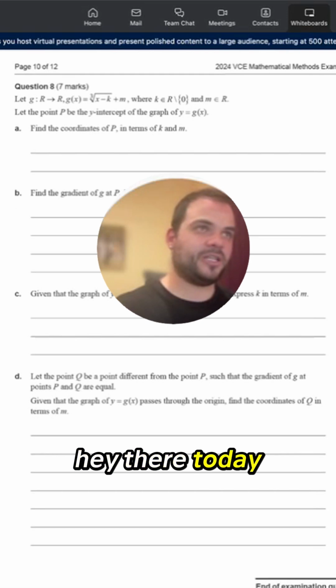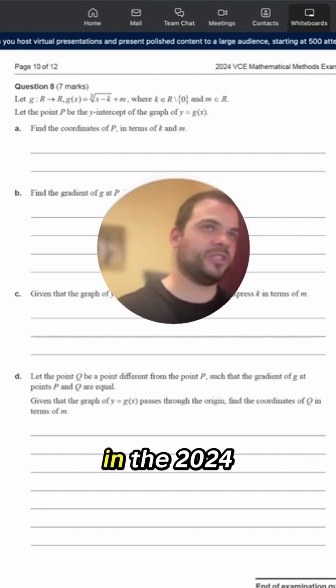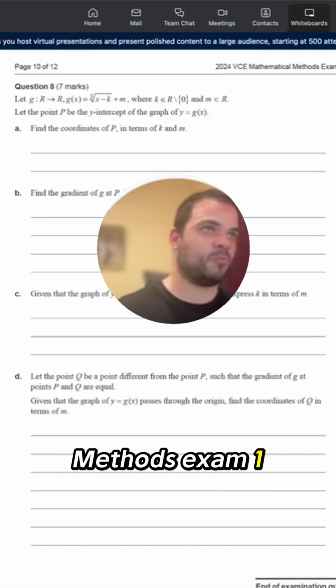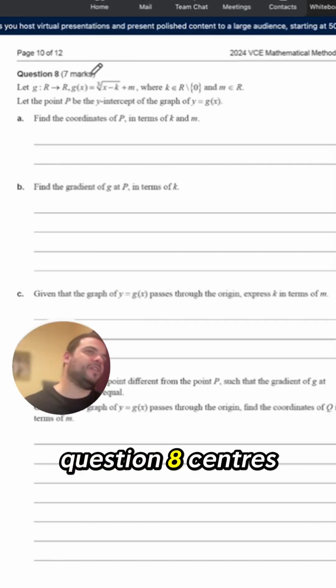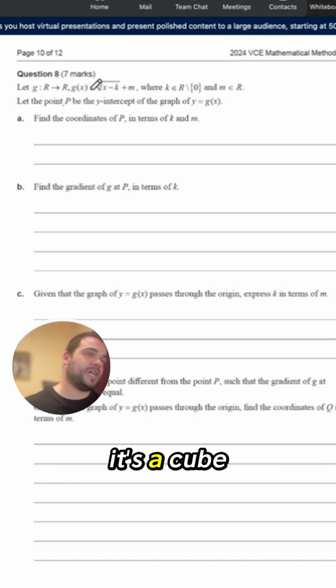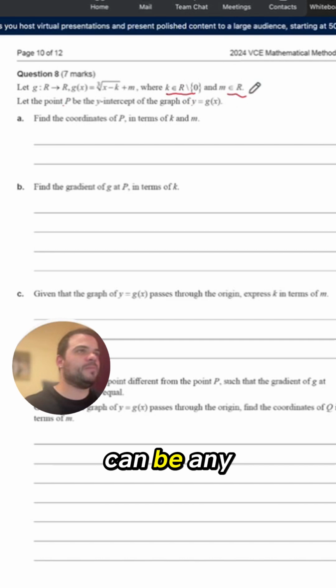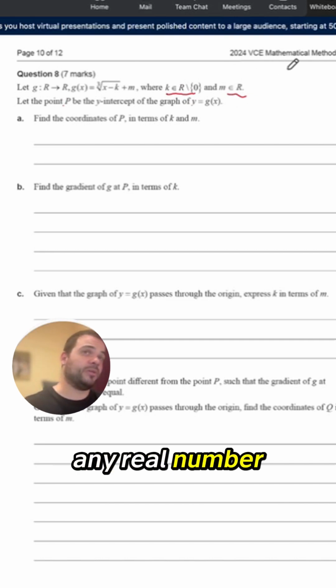Hey there, today I'll be doing a walkthrough of question 8, the final question in the 2024 Methods Exam 1 paper. Question 8 centers around this function g. It's a cube root function, so we've got the cube root of x minus k plus m. And here, k can be any non-zero real number, and m can be any real number.